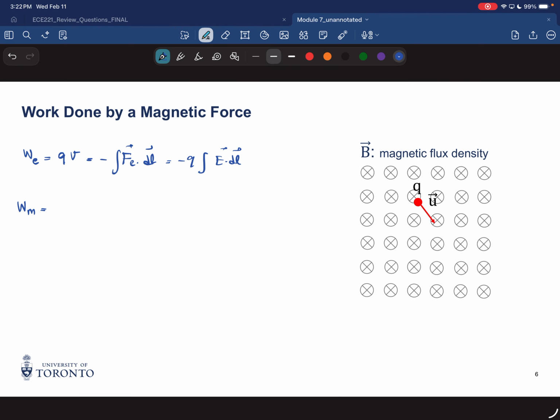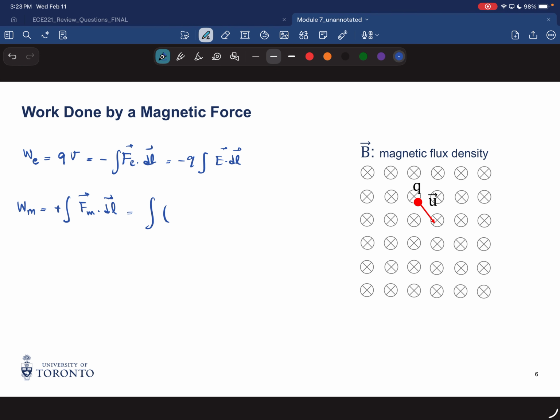WM. Again, you're opposing FM as well. You're trying to oppose the magnetic force to see how much work you will be doing. Or if you wanted to find the magnetic work that is being done by the magnetic force, then it's just going to be a plus. F dot DL is the work that a force does. Do you remember that?